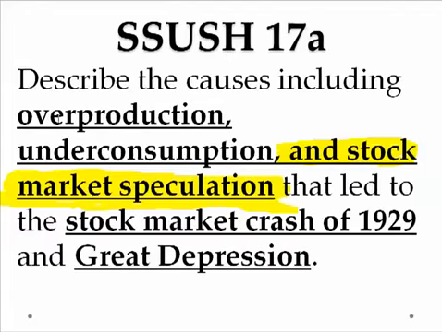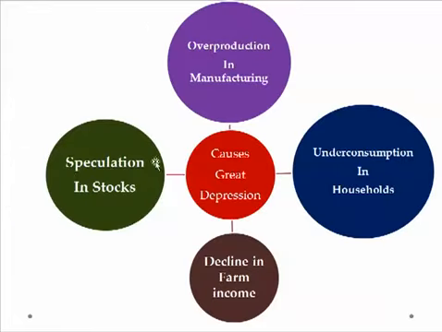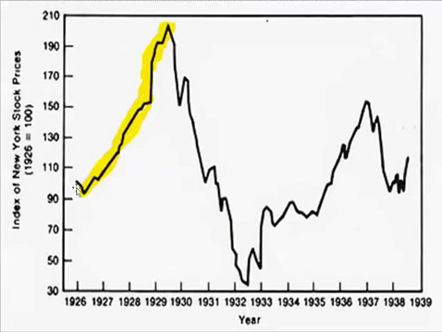Okay, this is the third one I highlighted here for you. We talked about overproduction and underconsumption. Now stock market speculation. Okay, and here it is in green, stock market speculation. What we're talking about is this lift here in the 1920s upward. What made this value in stock skyrocket? What made this huge increase so high?